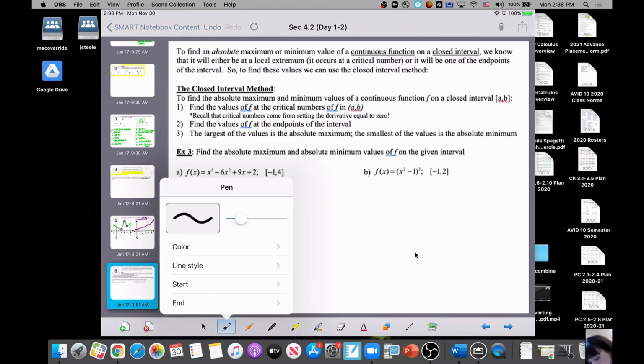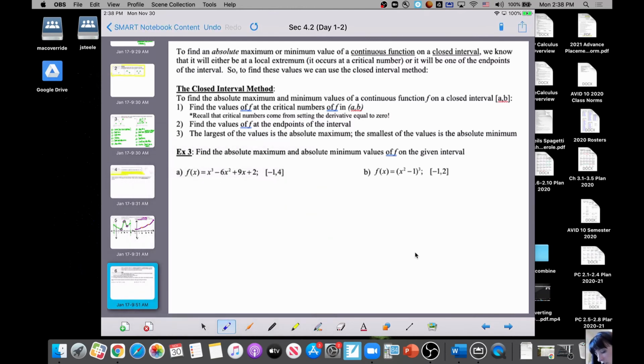For the first problem here, we are given the function f of x is equal to x cubed minus 6x squared plus 9x plus 2, and we are given the interval -1 to 4. So this information right here, these are my endpoints of the interval. Okay, so I already know my endpoints. Now I need to find the critical values, which requires me to find the first derivative.